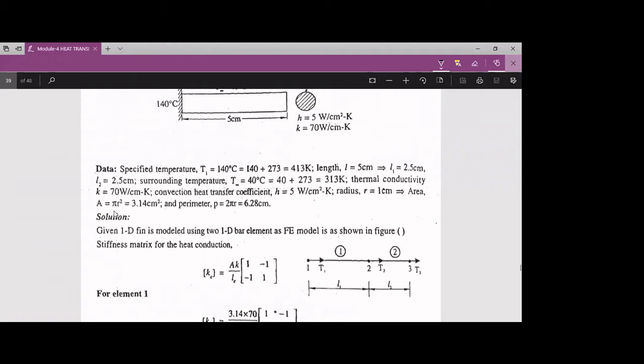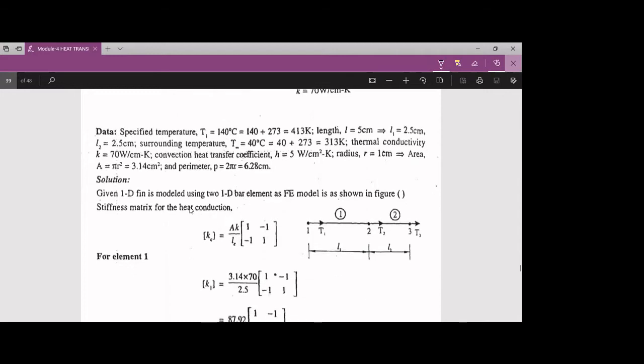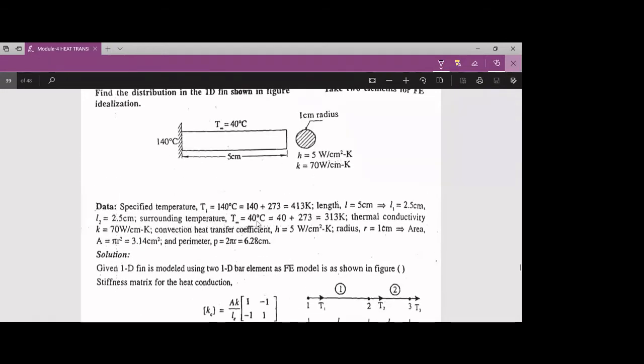Now just calculate the area, which is equal to 3.14 centimeter square, and the perimeter P, which is equal to 2 pi r, which gives 6.28 centimeter. Now first, model the given problem into two elements, so that it is divided into two equal spaces. L1 or LE1, which is equal to 5 centimeter, is divided into two parts, so that LE1 is equal to 2.5 centimeter and LE2 is equal to 2.5 centimeter. Now, we already discussed that for this we have conduction and also convection.